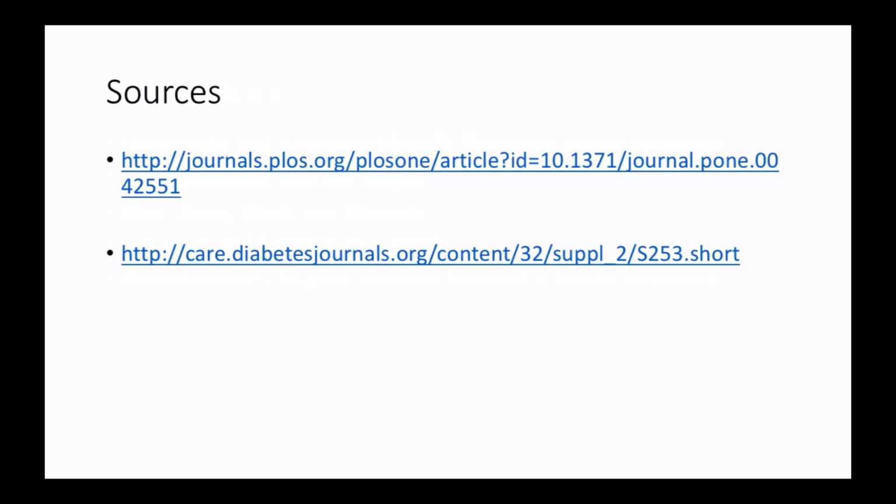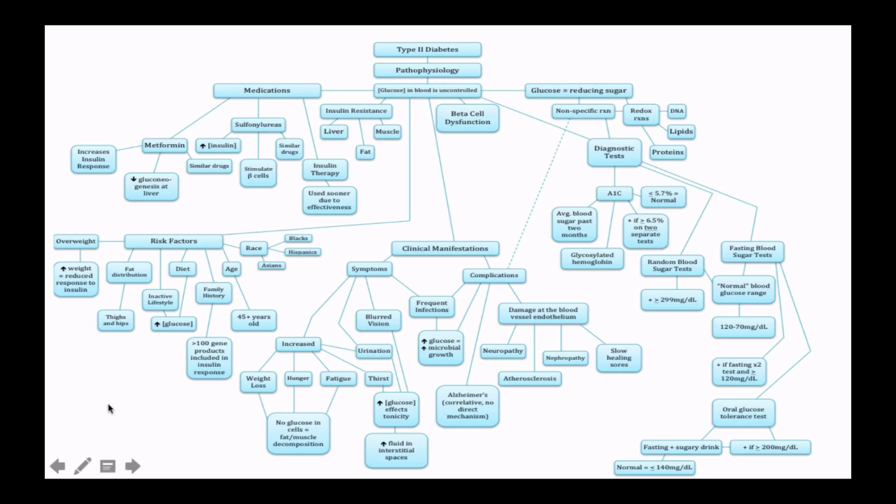So these are my sources cited. I only used these two. This one here is about using insulin therapy for type 2 diabetes, and this one here is about the detailed mechanism of hemoglobin glycosylation. And lastly, here is the concept map for everything that I just talked about.